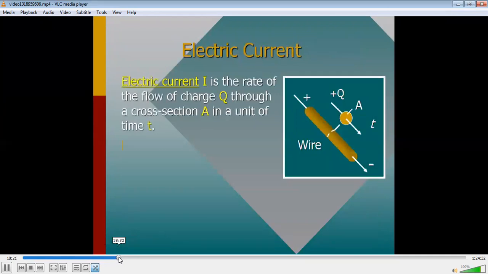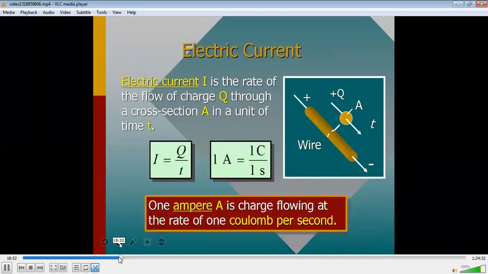The electric current I is the rate of the flow of charge Q through a cross section A in a unit of time T. This is a very nice definition. In the figure on the right, plus Q amount of charge is passing through this cross section area A with respect to time T. So the rate of flow of charge through a cross section area can be denoted by I equals Q by T, and its unit is ampere.